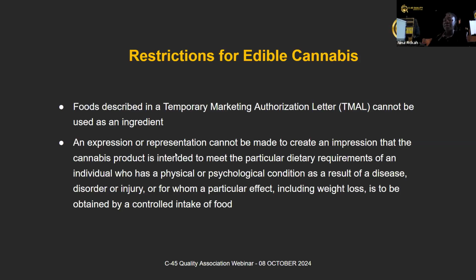So we are going to one class of cannabis, that's the edible cannabis, and we are going to discuss the restrictions when it comes to formulating ingredients, product properties, or characteristics for edible cannabis. When we are considering ingredients that we want to use to make our edible cannabis, we have to make sure that foods that are described in temporary marketing authorization letters are not used as ingredients. There's a prohibition on the usage of those foods. We also have to make sure that when we make the edible cannabis, we don't market it, promote it, or represent it in a way that gives a false assurance of any health benefits related to the food. For example, if people are looking for weight loss products, edibles cannot be marketed as useful for appetite control or for weight loss. So that's one thing that we also have to be mindful of.